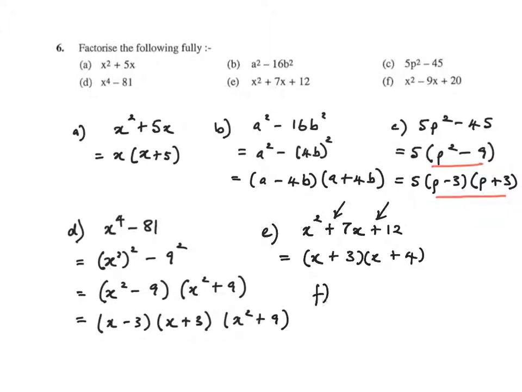And finally, part F. So what we want now is the factors of 20 that will give us a 9. It's going to be 4 and 5. Signs are the same, but in this case they are both negative.